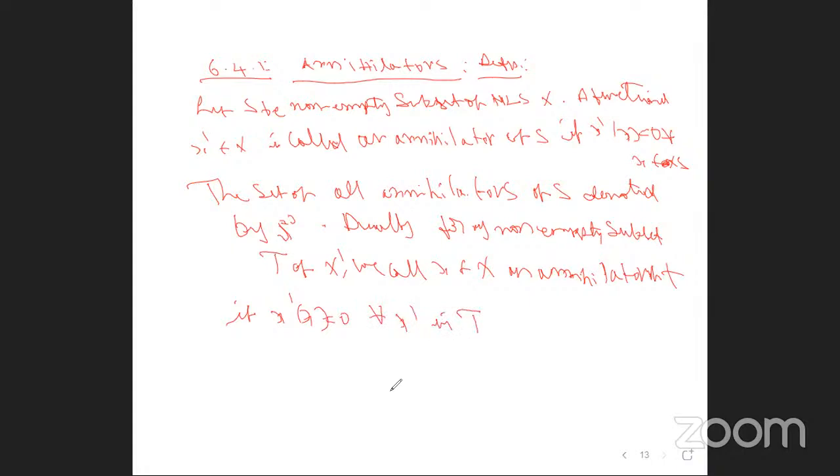The set of all annihilators of T is denoted by T naught.